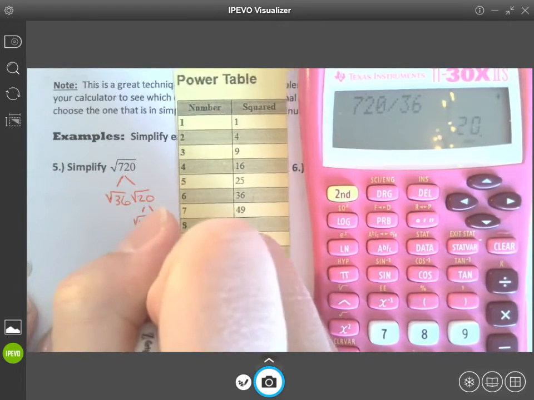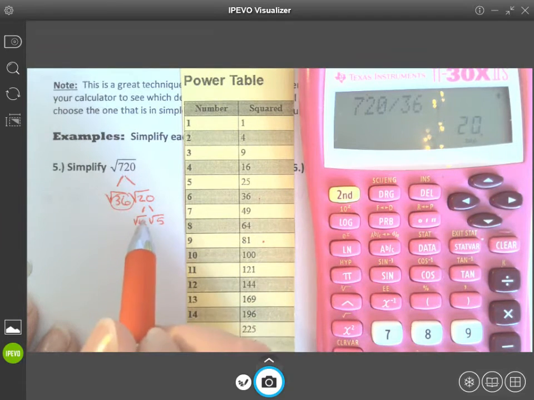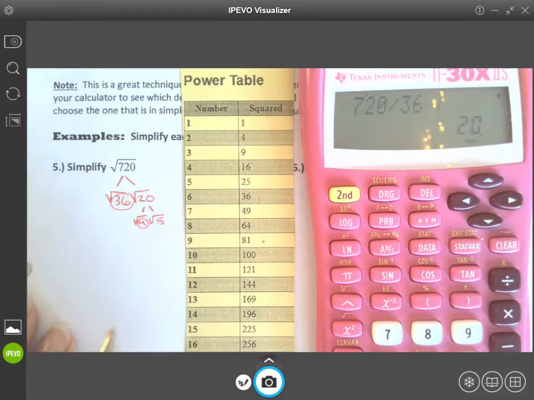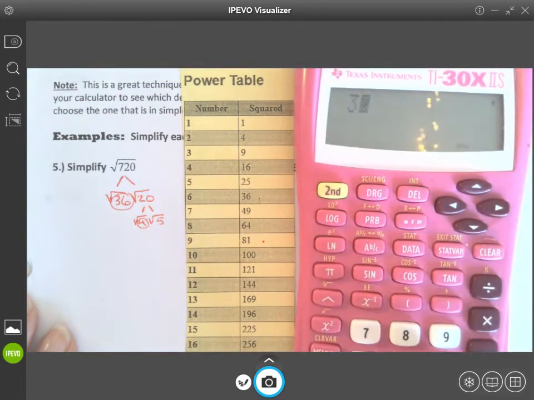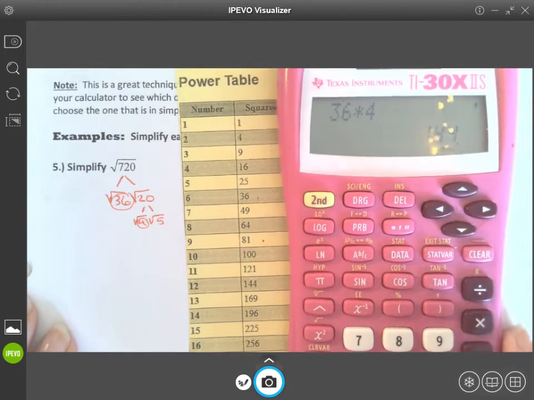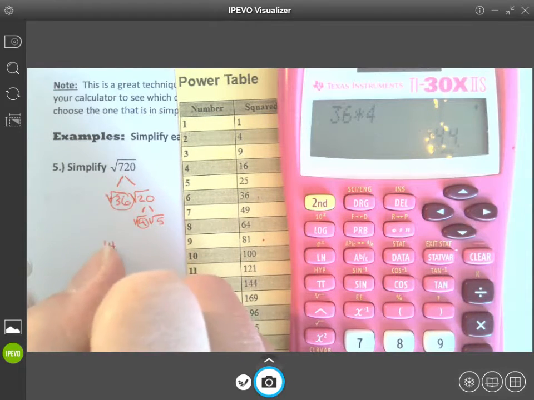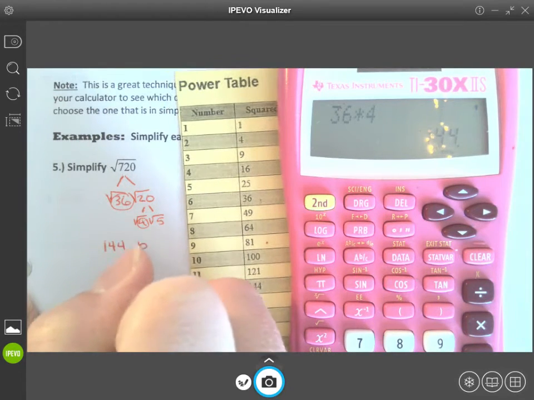So here's the trick. You ready? Take the perfect square that you found and the other perfect square you found. If you remember your factor trees, 36 times 20 is 720. So 36 times 4 times 5 is 720. What's 36 times 4? 36 times 4 is 144, right? Yep. So why not use 144 and 5?